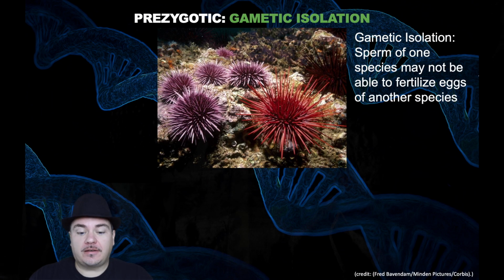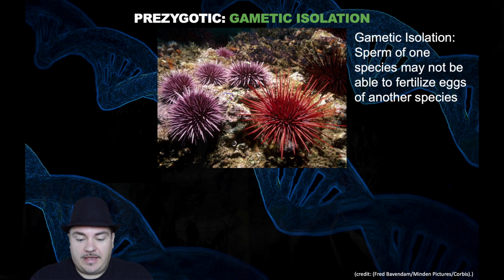Last type of prezygotic isolation is gametic isolation. That is where the gametes cannot fuse together to form a zygote. Okay, so for example, you have these sea urchins, these purple sea urchins, these red sea urchins. Now the way sea urchins mate is they just release their eggs and their sperm into the water around them. So if that happens, these sea urchins are right next to each other.